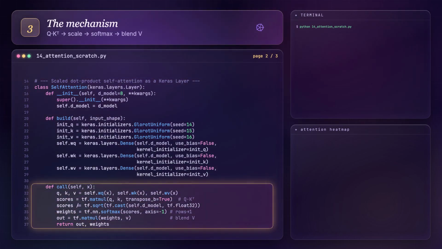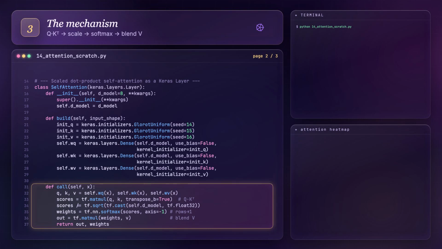Still on page 2, the call method, the whole mechanism, 6 lines. Project x into Q, K, V. Compute scores: tf.matmul(q, k, transpose_b=True). That's Q times K transpose, every query dotted with every key. Divide by tf.sqrt(d) to scale. Run tf.nn.softmax along the last axis so each row sums to 1. Then tf.matmul(weights, v) to blend the values. We return both the output and the weights because the weights are the part we want to see.